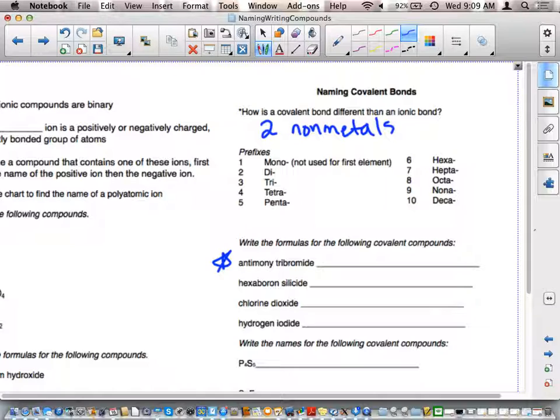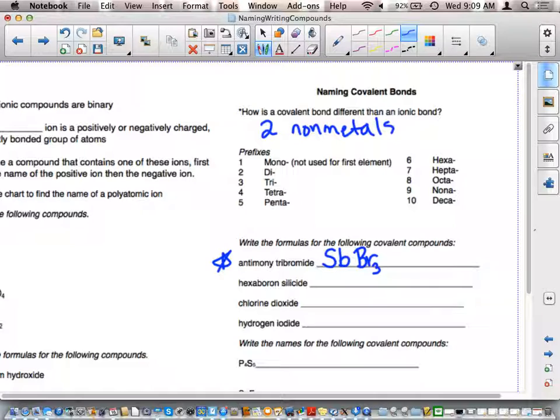Okay, so let's do these examples. Antimony tribromide. Antimony, what's the symbol? Sb. The atomic number is 51. So Sb. And we have no prefix on the front of antimony, so there's only one. Now the second element is tribromide. Tri means 3, and bromide is bromine, which is Br, so that's showing that we have 3 bromines. Much easier.